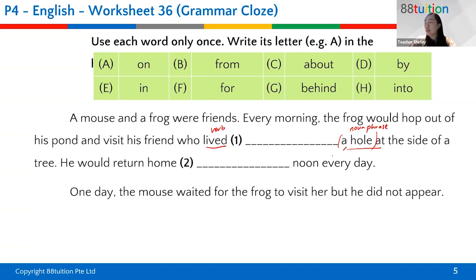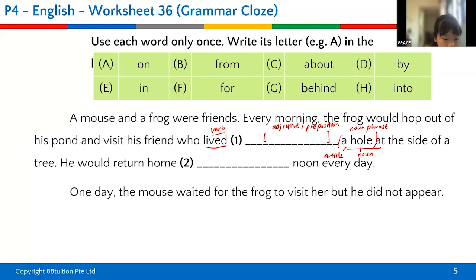Why is it a noun phrase? Because a is an article, hole is a noun. So when you have an article and a noun, it becomes a noun phrase. It's a phrase because it's two or more words, right? Since you have a verb and an object already, what can come in between? It could be an adjective, a descriptive word, but here there's an article, so it's unlikely. So it can be a preposition as well. So Grace, you want to try this one? In. Okay, because it's a hole, the preposition we use for a hole is usually in.